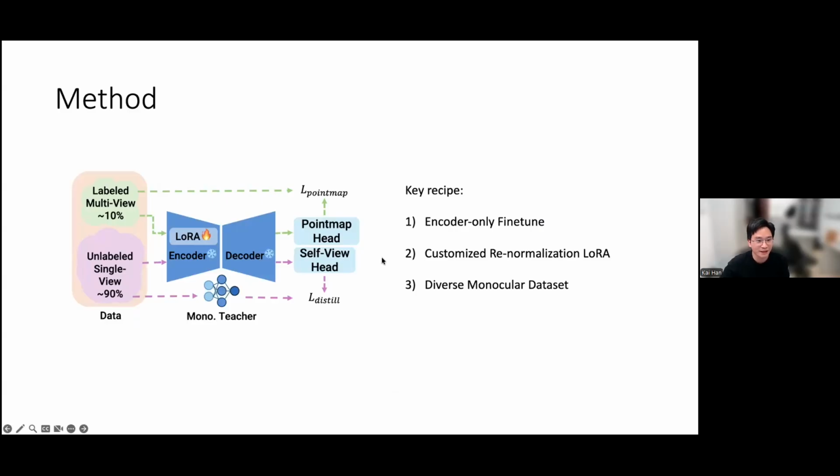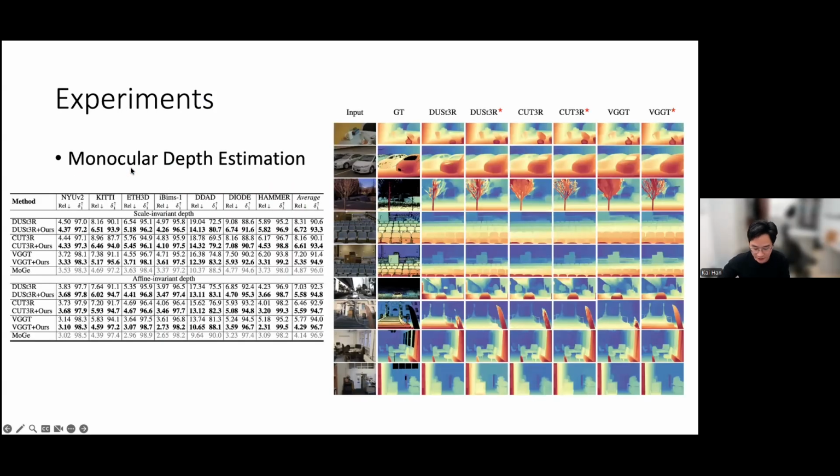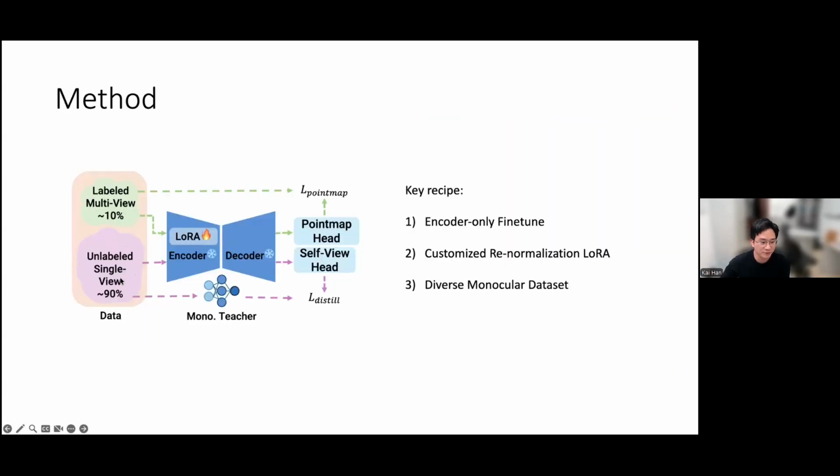Then we manage to get very good results. We only need 10% of labeled multi-view data, and for the rest we just use unlabeled single view images. We freeze almost all the original encoder and decoder parameters. We only attach some LoRAs with our renormalization technique in our encoder. That's all we use, and then we train the model with the DC.